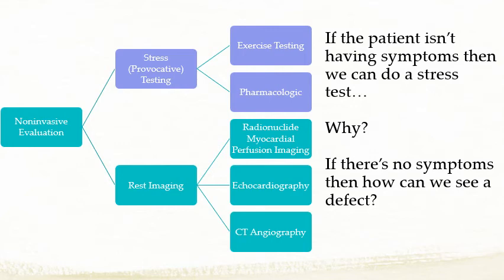So basically, if there's no symptoms, how can we see a defect, right? Of course, with things like an infarct, yes, you're going to see a defect. But if a patient's having an infarct, then they're having an ACS and they're not in this non-invasive route. Remember, this is for a patient that didn't have any damage to their heart, right? They had normal troponins and they didn't have any EKG changes. So we're trying to figure out if more stress is going to cause a problem. We're almost inducing an ACS in a safe place.